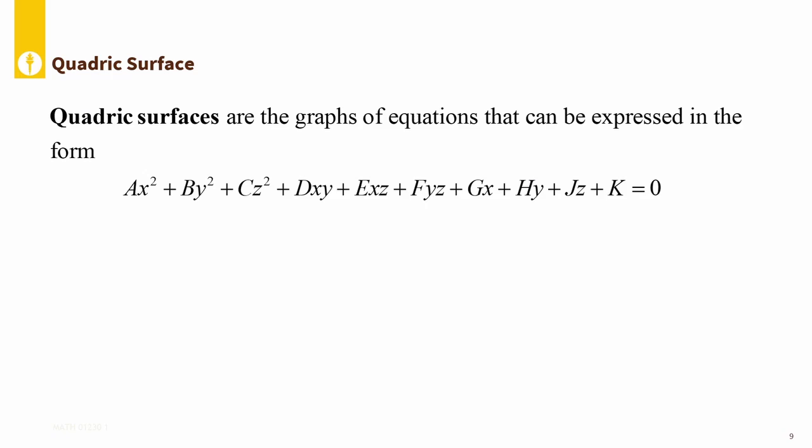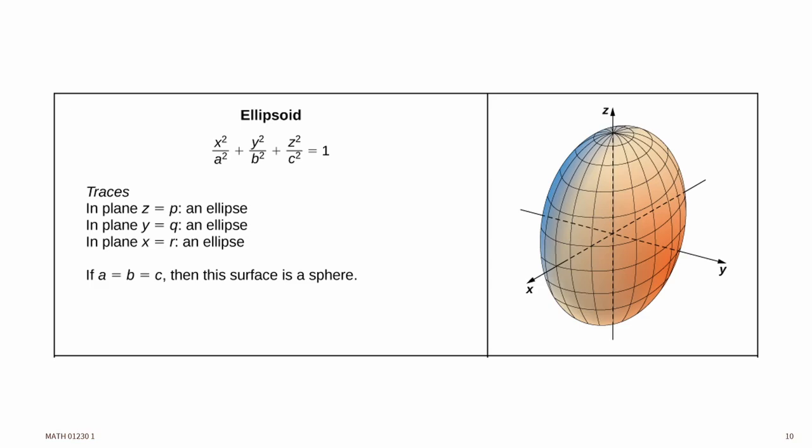There are 6 special ones. Ellipsoid: x squared over a squared plus y squared over b squared plus z squared over c squared is equal to 1. In the case of a, b, and c all being the same, this is a sphere.